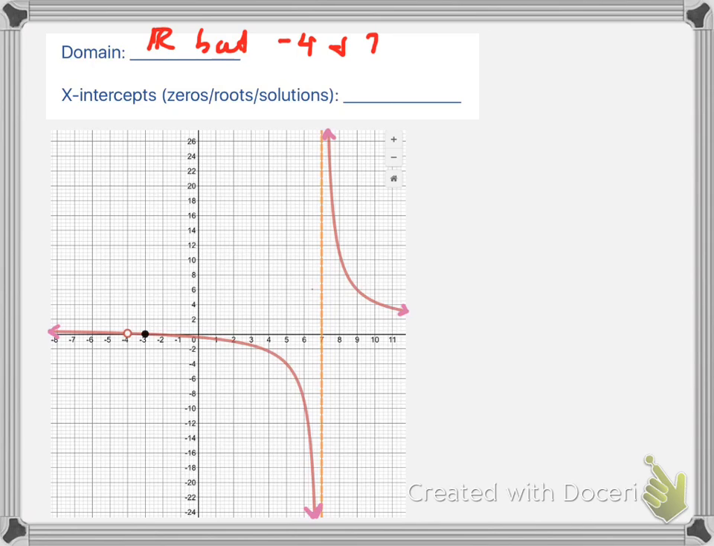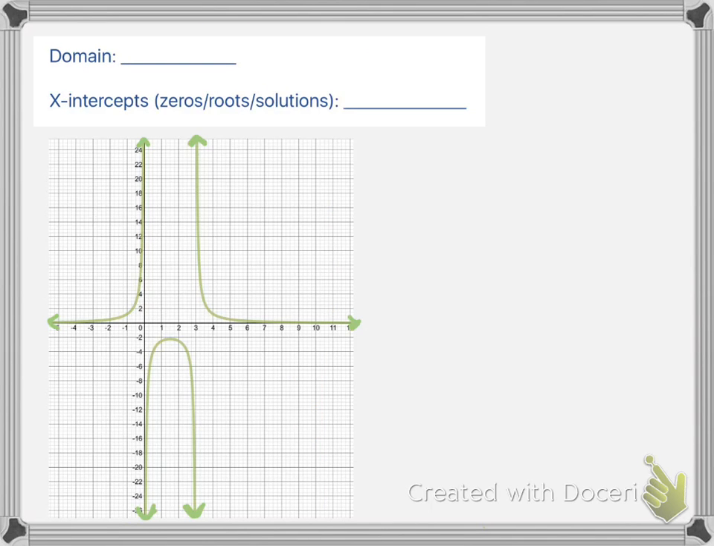Alright, your x-intercept should be pretty easy on this one. It's right there where it touches the x-axis, okay, and it's at negative 3. Okay, and this is a rational function that we've been studying. Okay, and one more rational function just for our last example.